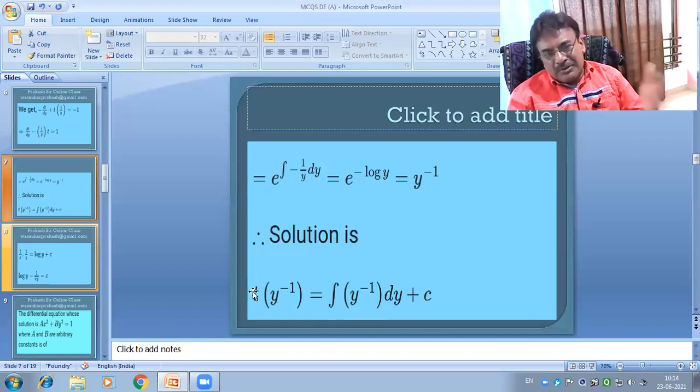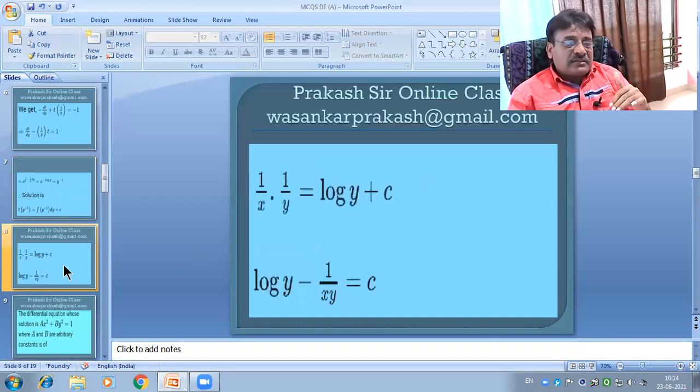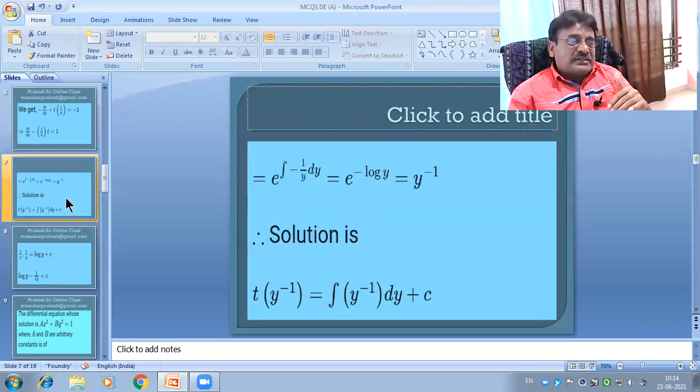by using the indices rule, a to the power minus 1 is 1 by a. Here t is equal to x to the power minus 1. Therefore, t is equal to 1 by x. So, we write here t is equal to 1 by x into y to the power minus 1. Here y to the power minus 1, again we use the indices rule, 1 by y.